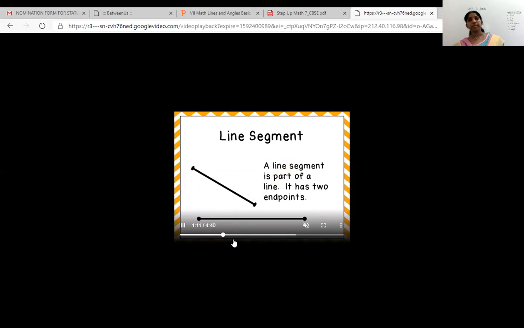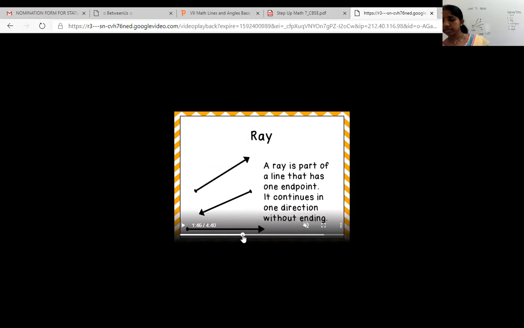Okay, line segment. As we have told, it is a part of a line. You take a part of a line that forms a line segment. A line segment is a part of a line. It has two end points, therefore it is taken from the line. So this is the one end point and this is the other end point.